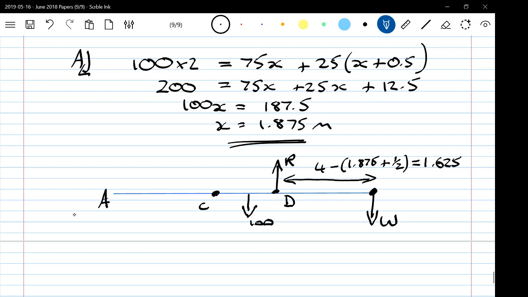Now I could take moments about either side. It doesn't matter which point to take moments about. I'm going to take moments about where would be a helpful place. I'm going to take moments about the point D, because that eliminates the reaction. The other thing I could do is resolve vertically and work out that the reaction is 100 plus W, and then just take that into account. But I'm going to take moments about D.